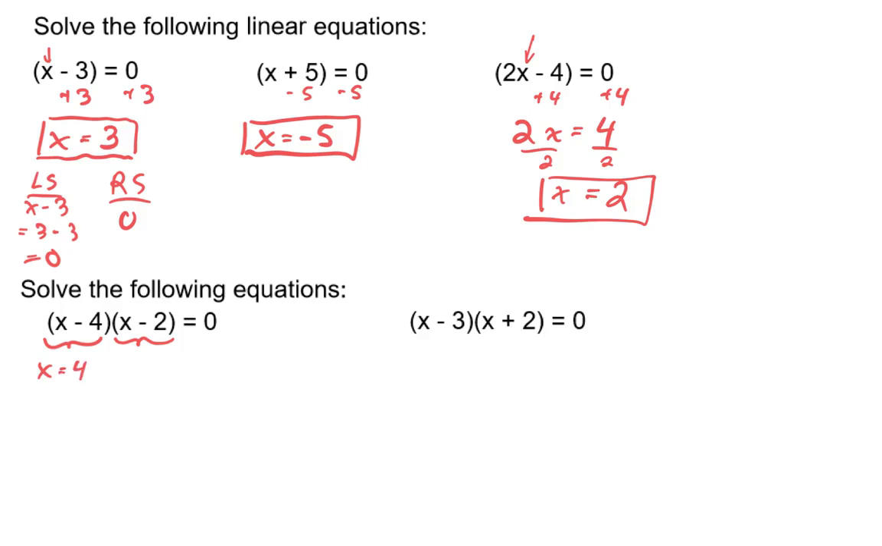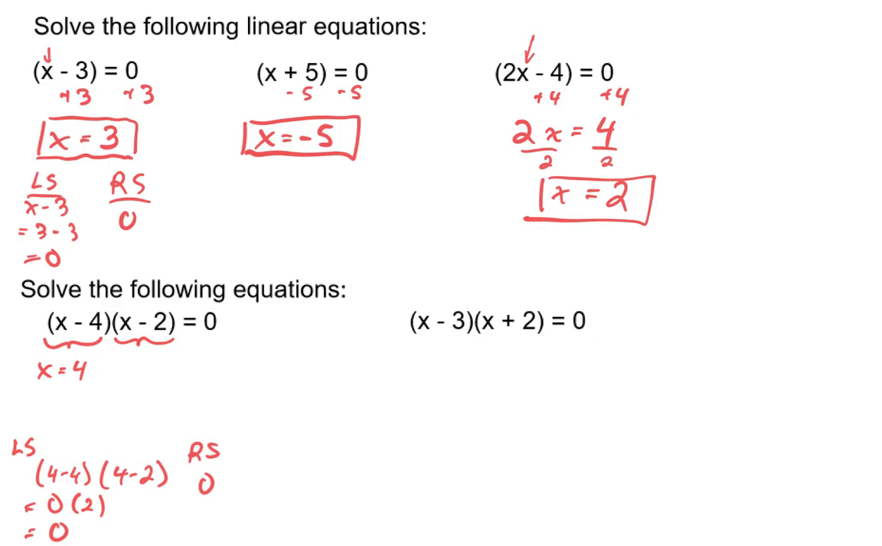And this kind of makes sense because if we check and see what happens when we sub x equals 4 into this entire equation, we are going to get 4 minus 4, 4 minus 2. 4 minus 4 is 0, 4 minus 2 is 2, 0 times 2 is 0, so our left side is equal to 0, and of course our right side is equal to 0.